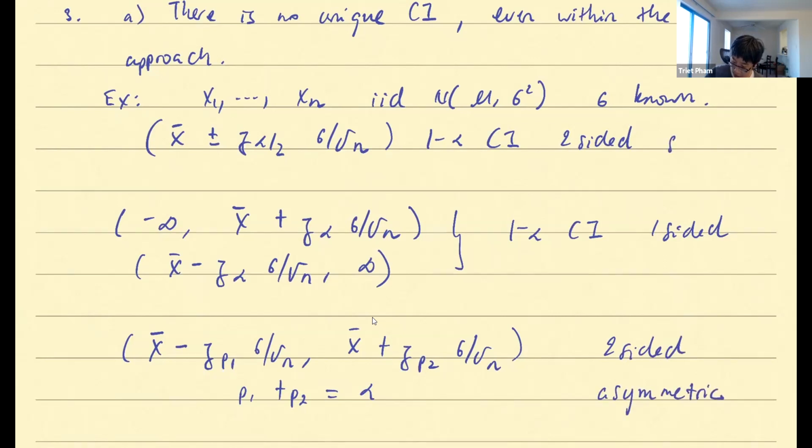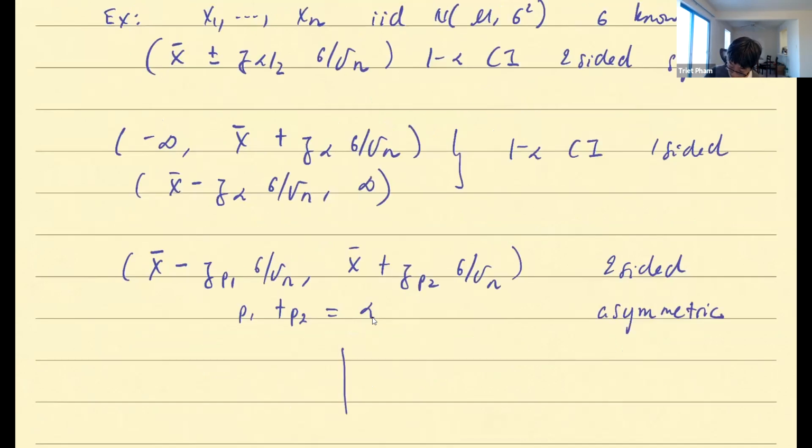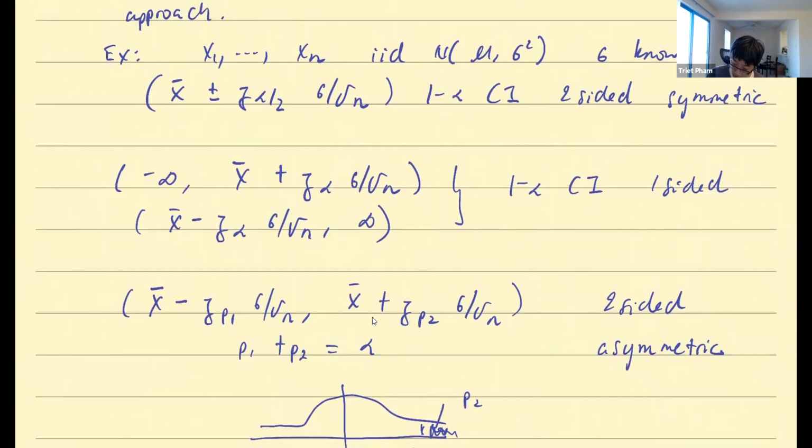So I guess this is two-sided symmetric. You know what this means, right? Same notation. Z_P2 would be the value so that the probability that the normal curve is above it is P2, whatever P2 is. So you see, this is symmetric because you use P1 equals P2 equals alpha over 2. So Z_P1 equals Z_P2, right? But in general, you don't have to do that.